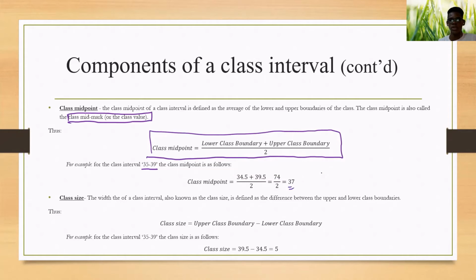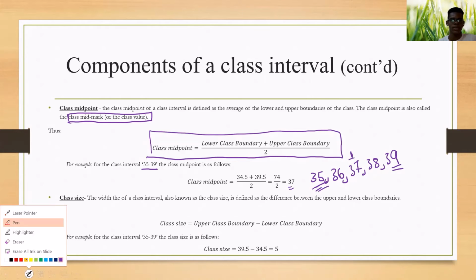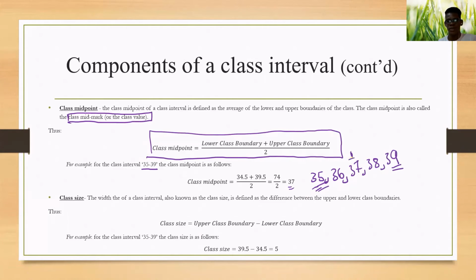Now, something you'll notice about the class midpoint, if I list the natural numbers between 35 to 39, right? Remember, these are our limits, our upper limit and our lower limit. The class midpoint is actually in the middle, right? Yeah, you can see that. And that's why it's called the class midpoint, because it's in the middle, right? 37. So if I list them as natural numbers, this is the easiest way you can see.